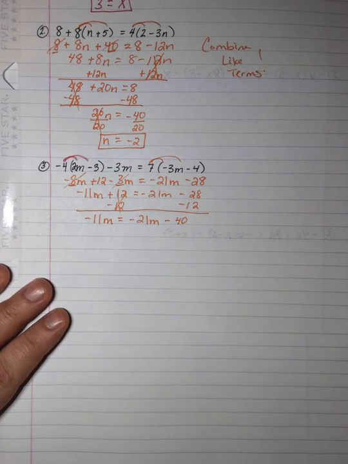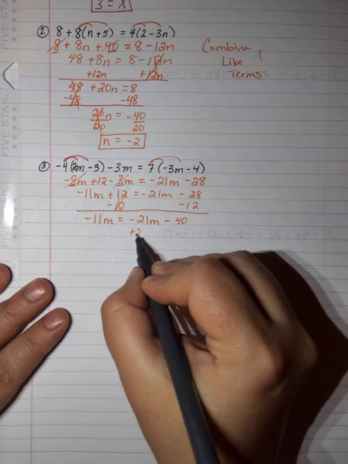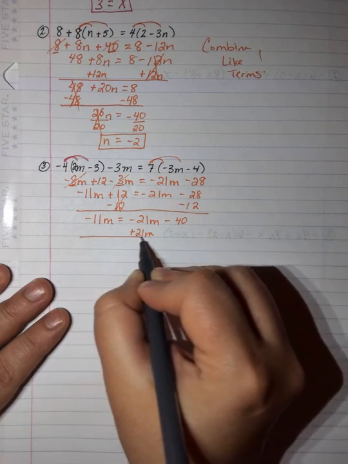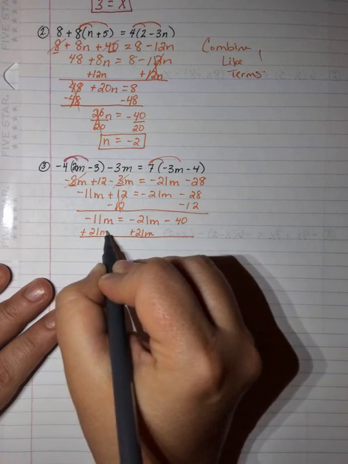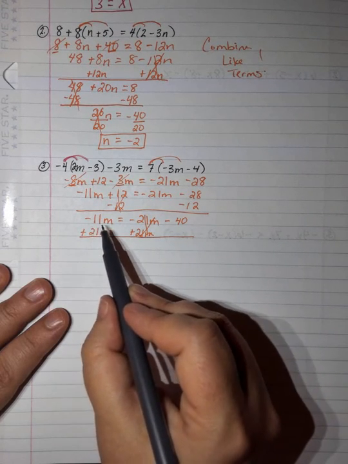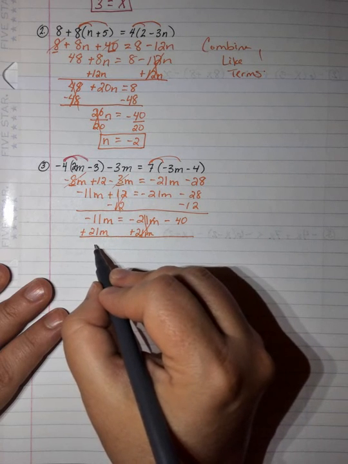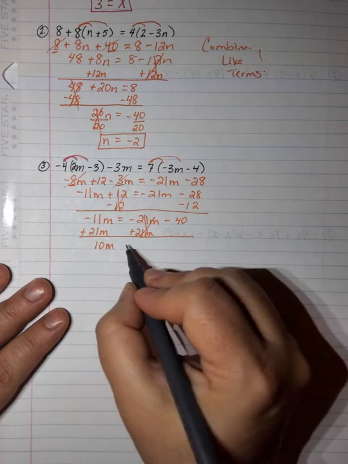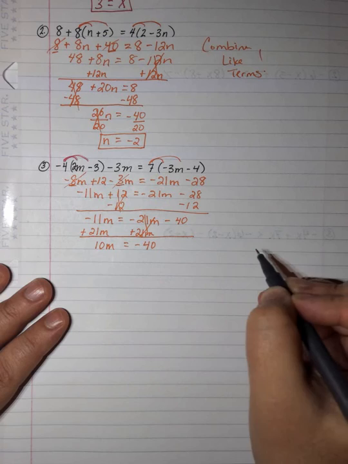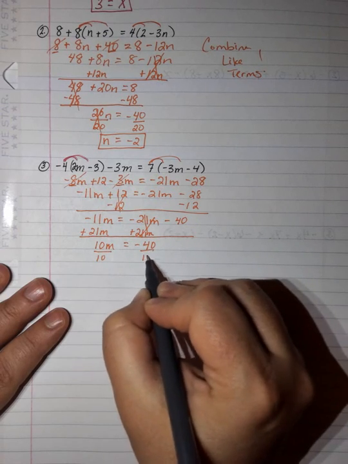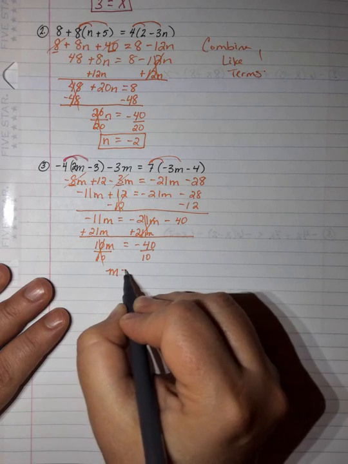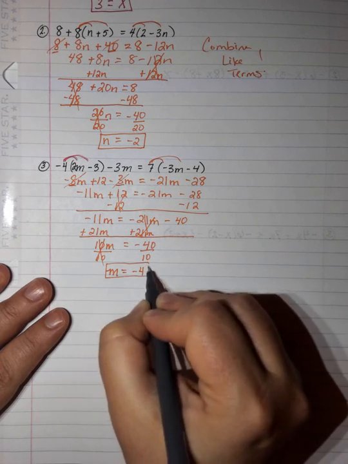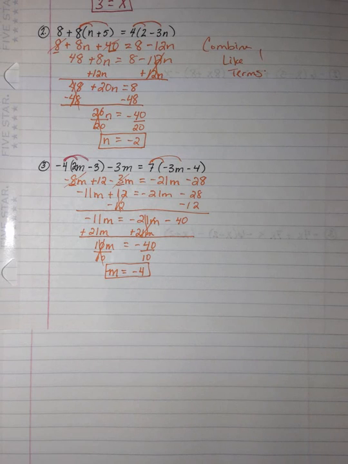And I want to move what's with my negative 40, so I want to move my 21m, so I want to add 21m to both sides. I'm trying to get my m's together now. Be careful with signs. Negative 11m plus 21m is actually 10m. Bring down my negative 40. Divide by the coefficient, the number in front of your variable. And so m equals a negative 4. The key to solving equations is to distribute first, always, always, always, and then combine like terms before you start moving things around.